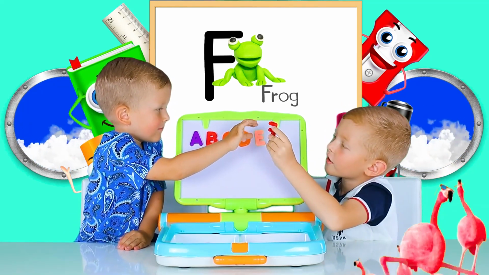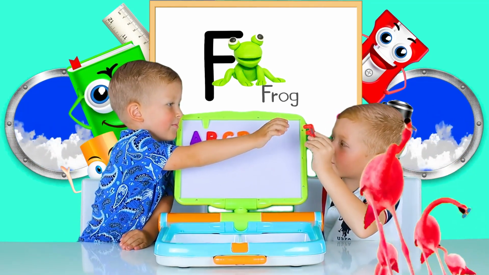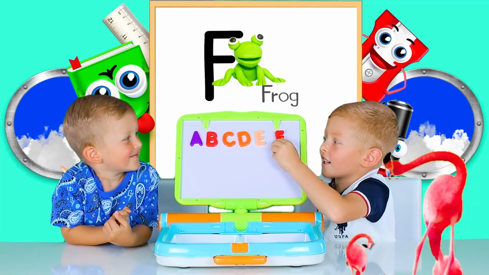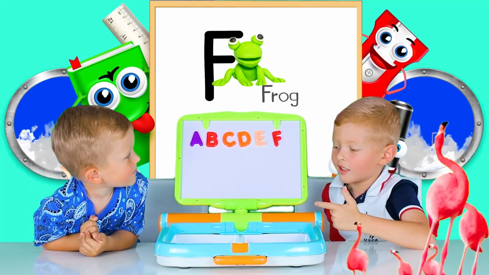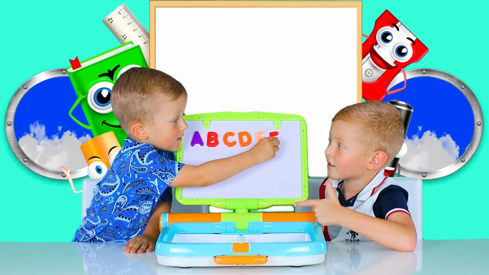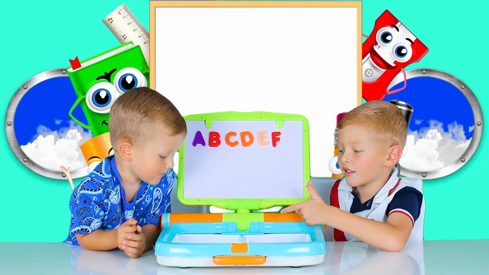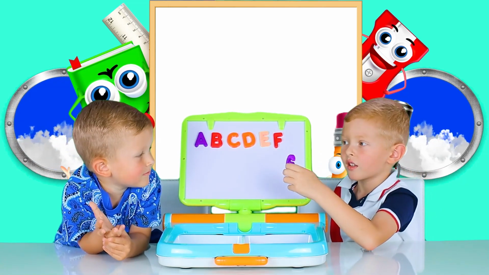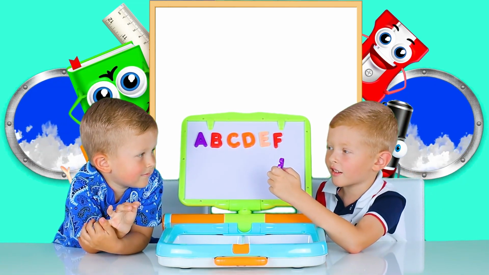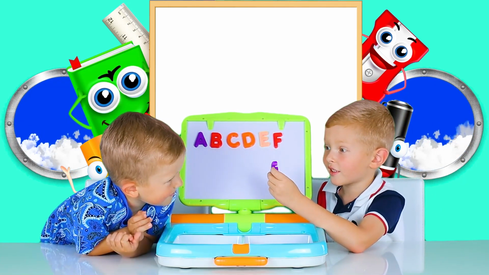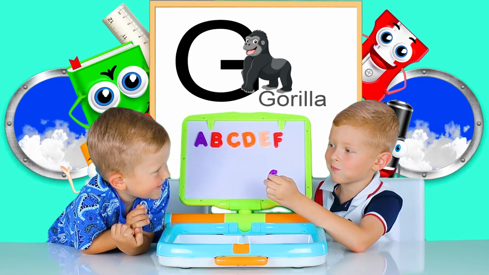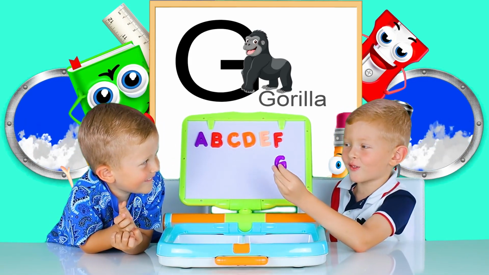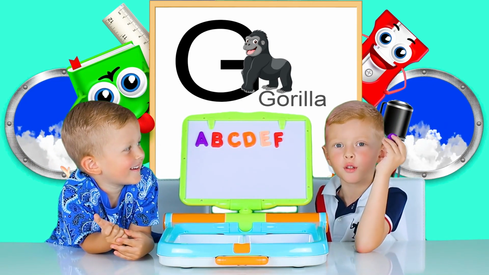F is for? Flamingo. That's right. F is for flamingo. Can you find letter G? This is letter G. What's G for, Ray? What is it? Green. Nope. That's right. G is for gorilla.